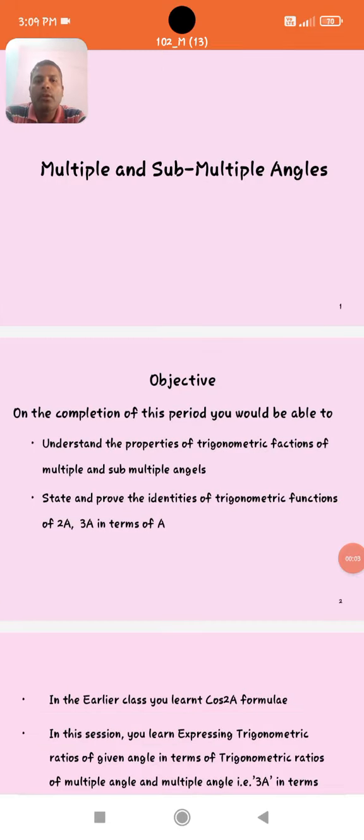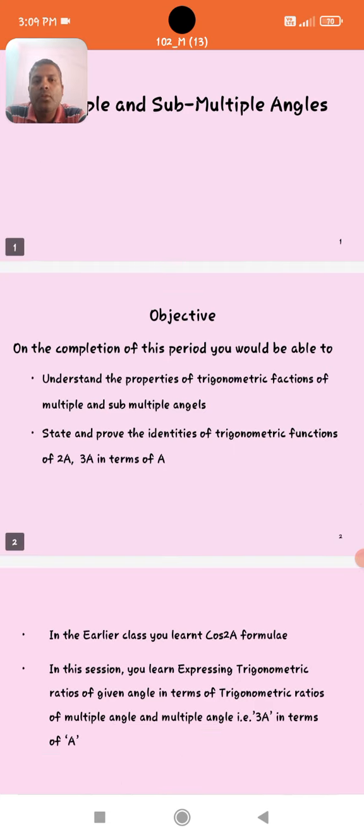Good morning to all. Last class we discussed multiple and submultiple angles, different types of problems by using the different types of formulas. That is multiple of angle and submultiple angles. Today's class we discuss the remaining problems on multiple and submultiple angles. Now we see the objective.